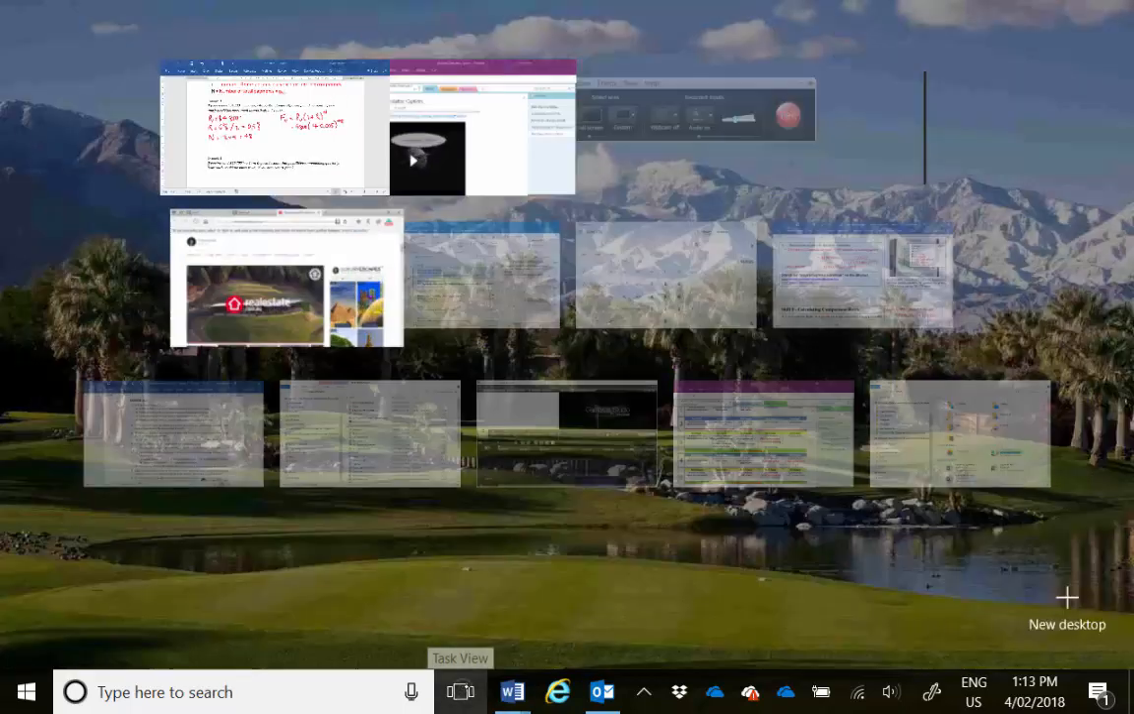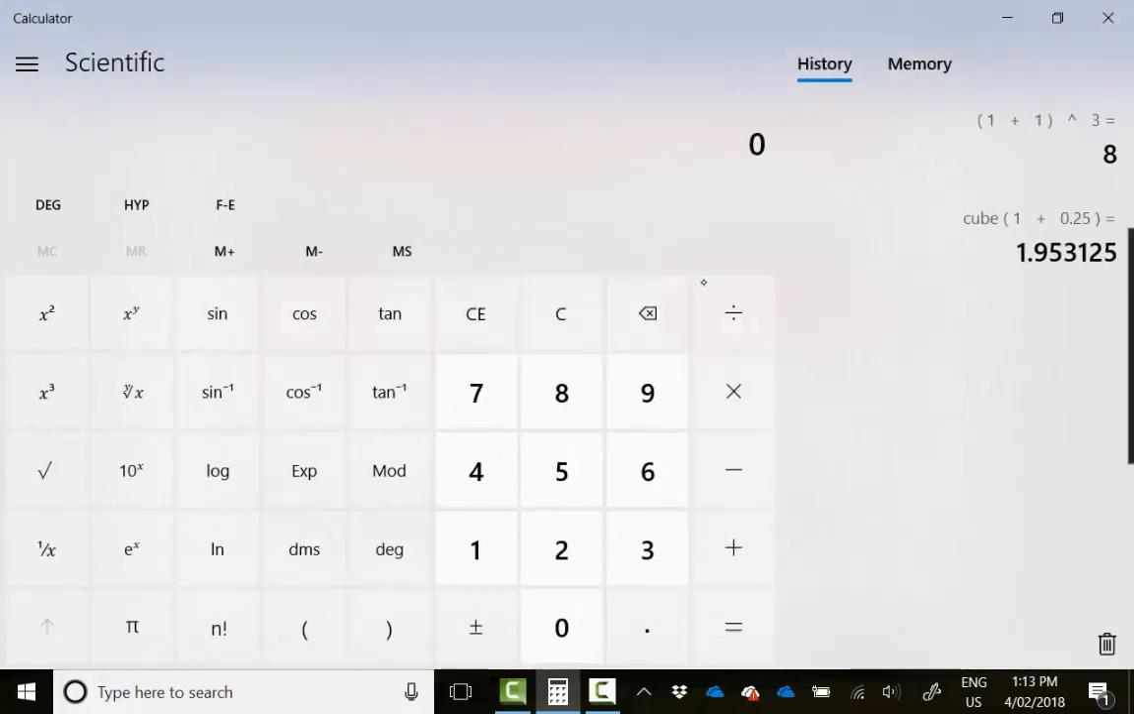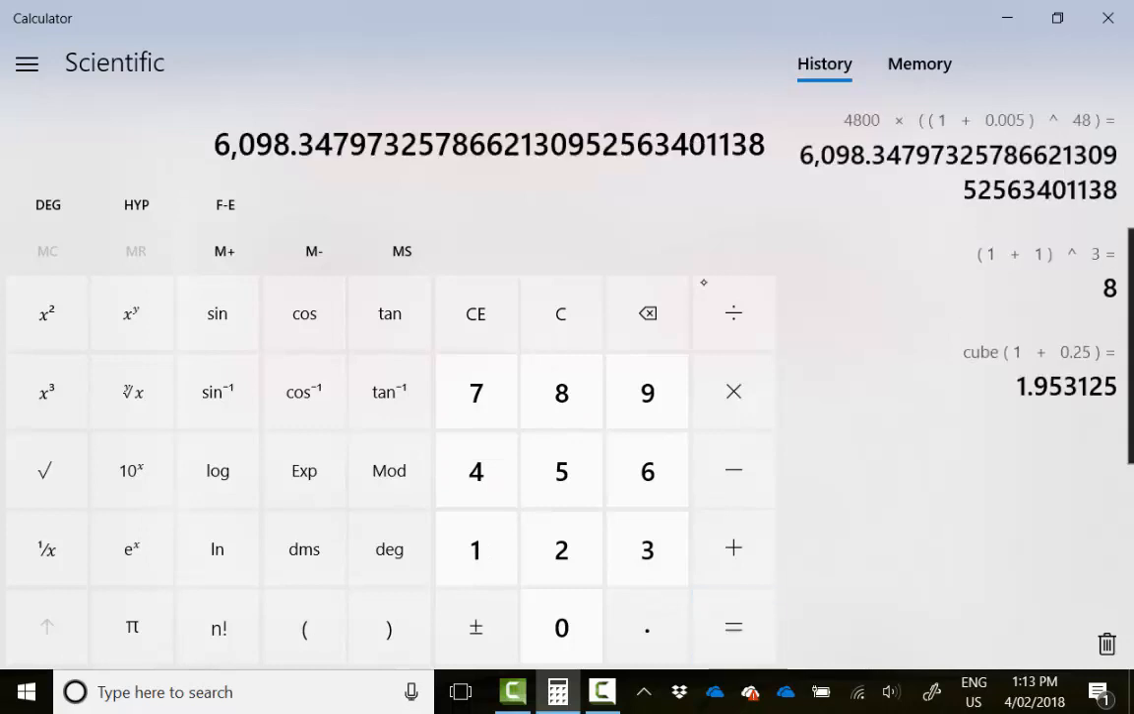Now I do believe I have a dodgy calculator here. So I'm going to do that calculation. You put it into your calculator exactly how you see that written there. 1 plus 0.005, and then bracket, and then that's to the power of 48. All right, so that's going to give me $6,098.35.